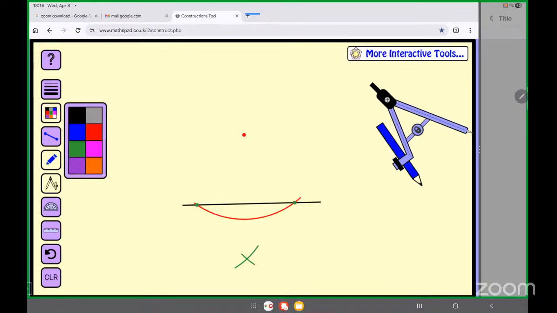When I draw a straight line now through the intersection to this point, that line is now perpendicular to the black line. So I've drawn a perpendicular from the point to the line right here. So this is now a perpendicular to the line right here. So that's how we do it. That's how we construct a perpendicular from a point to a line.